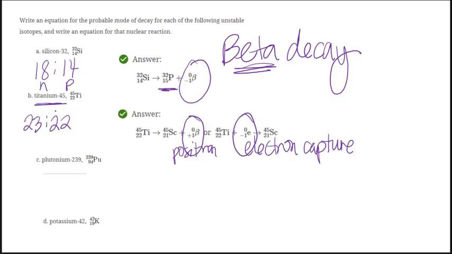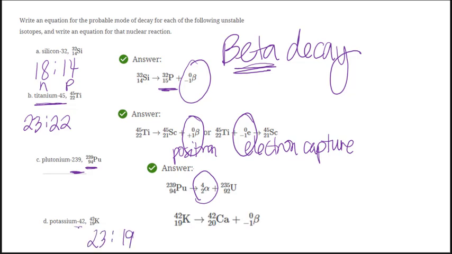In the case of titanium 45, we have a lower neutron to proton ratio, so the decay by positron emission or by electron capture is the most probable form of decay. For plutonium 239, we have an atomic number above bismuth, so alpha decay is most likely. And for potassium 42, our neutron to proton count is high, so we were probably looking at beta decay.